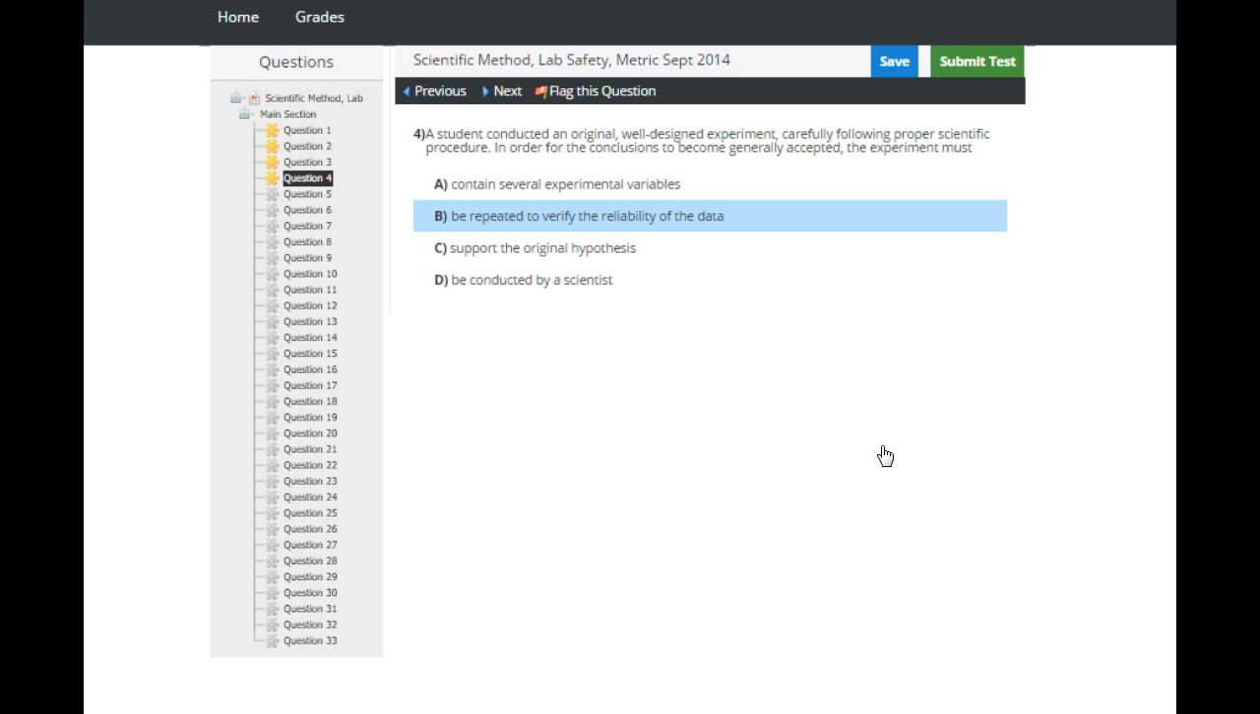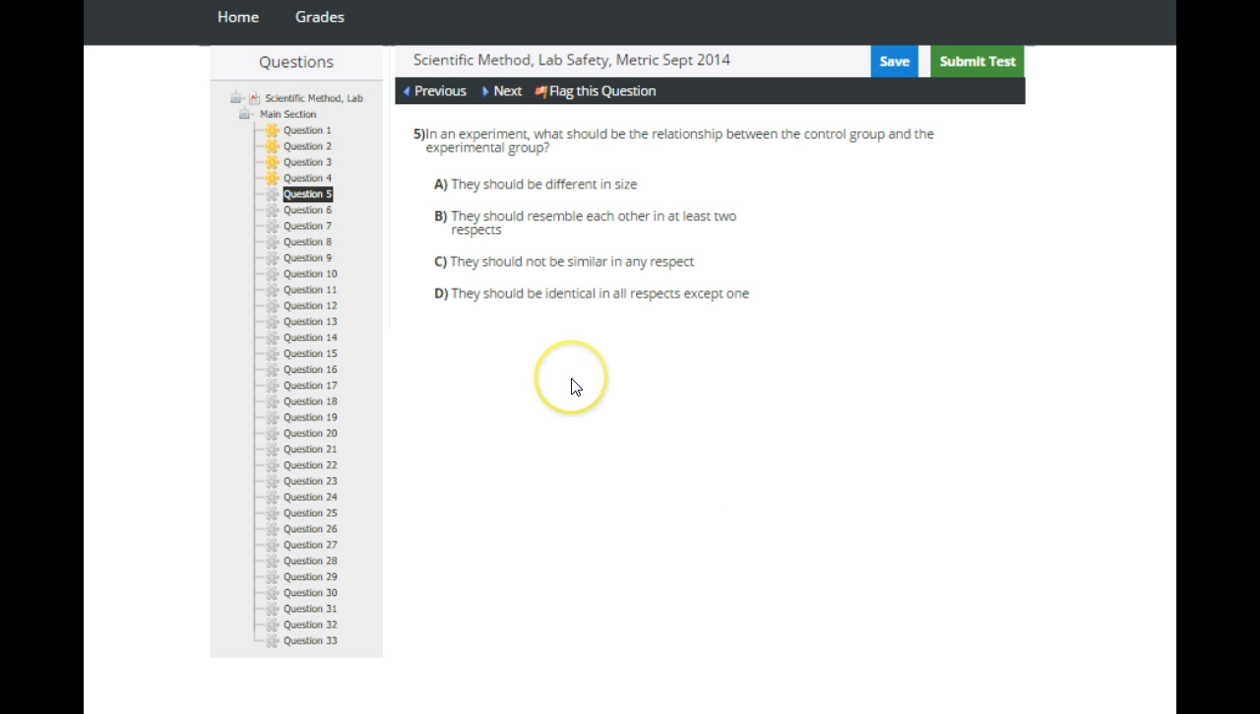So now where are we? Now the next one. In an experiment, what should be the relationship between the control group and the experimental group? They should be identical in every single way except for that independent variable. Everything else should be held constant. So let's take a look. A, they should be different in size. No, not unless there was something having to do with size that was being tested, but that doesn't make sense.